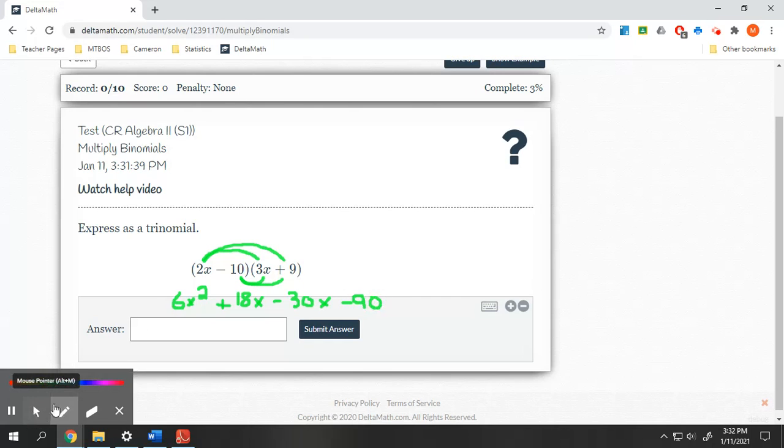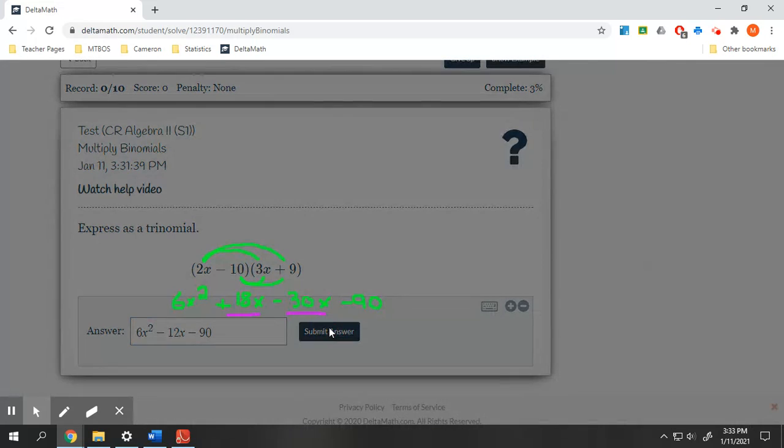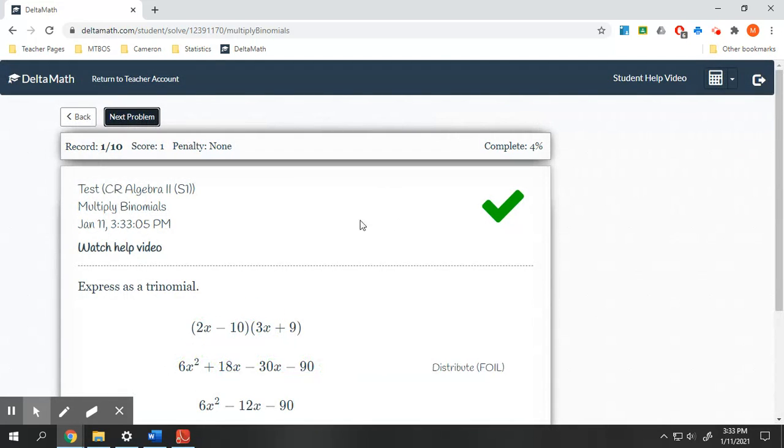Now I do see something here. I see some like terms that I can combine. Well, x squared is going to stay by itself, but I do have an 18x and a negative 30x that I could combine. So my final answer here will end up being 6x squared. I have 18 minus 30x, that would be negative 12x. And then finally, I have a negative 90 as well. And submit answer. And of course, we multiplied that correctly.